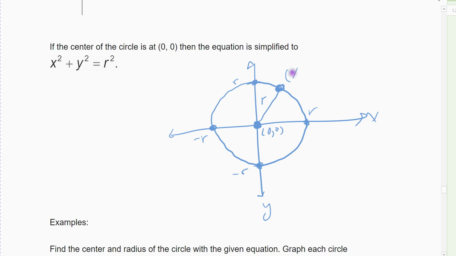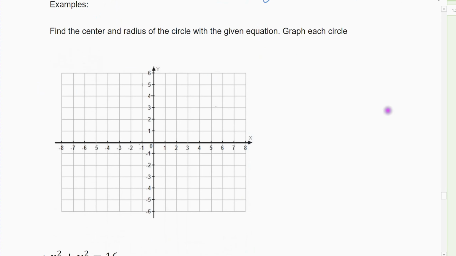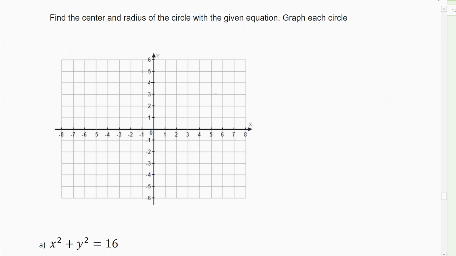So any (x, y) on my curve is a distance of r, and so this is the distance formula. R can be found using the distance formula: x minus 0 squared plus y minus 0 squared, and that would give me that distance. So the circle is found using the distance formula, and we'll do an example where we do that. First though, we're just going to practice graphing them given an equation.